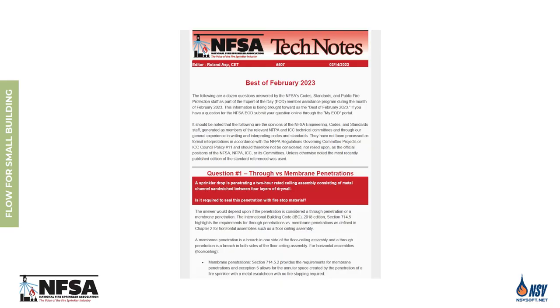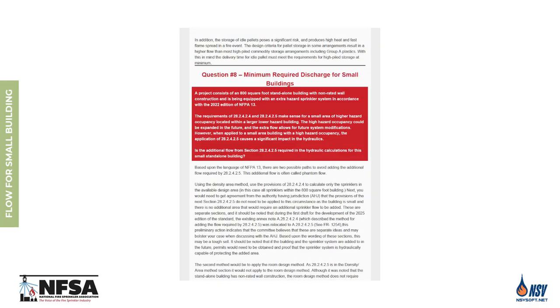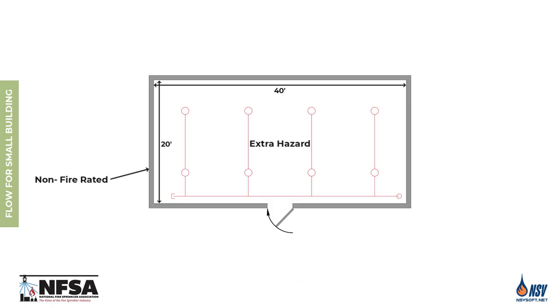One of the questions submitted by an NFSA member through the Expert of the Day program and answered by Roland Asp, Manager of Codes and Standards for the National Fire Sprinkler Association, addresses a very interesting scenario involving small buildings and extra hazard occupancies. In that question, the project involves an 800 square foot standalone building with non-rated wall construction protected by an extra hazard sprinkler system in accordance with the 2022 edition of NFPA 13.